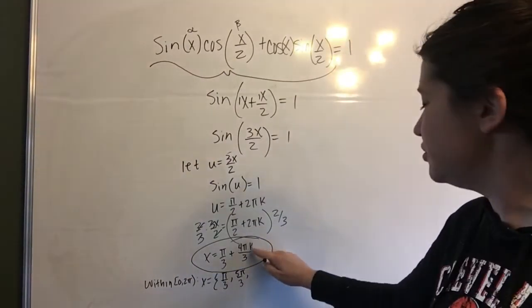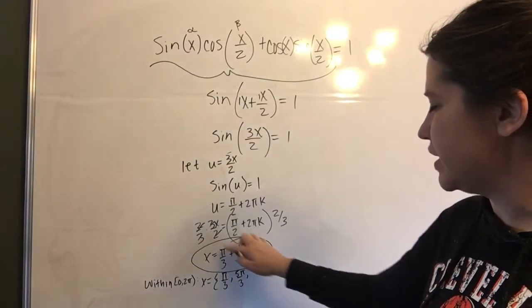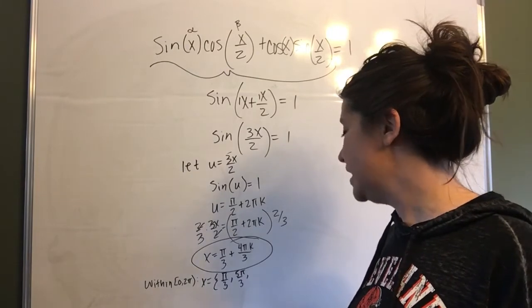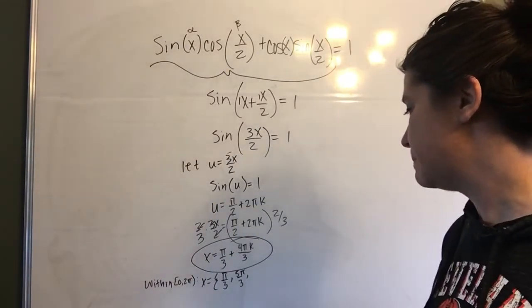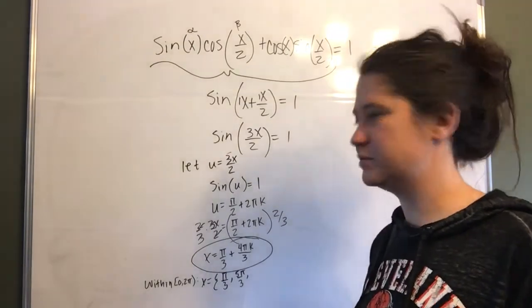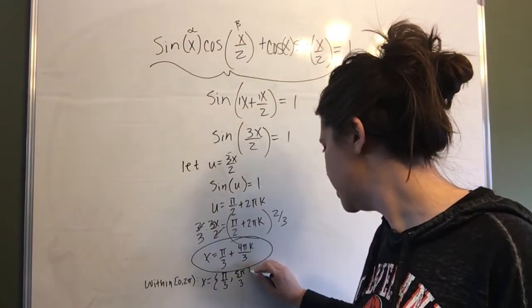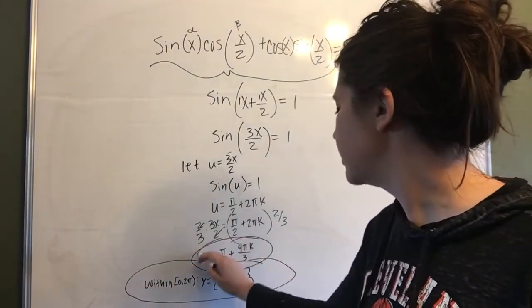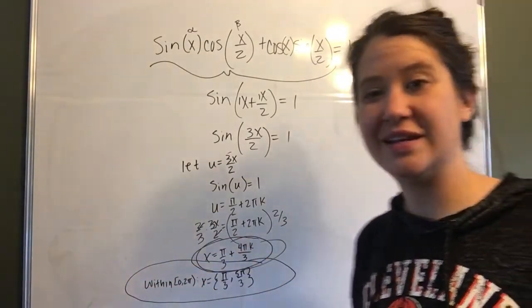If we plug 2 in for k, we'd have to add 8 pi over 3 to pi over 3. That'd be 9 pi over 3, right? Which would be too big. 9 pi over 3 is really 3 pi. That's too large. So we stop there. We just have these two solutions. Okay? And that's it for that one.